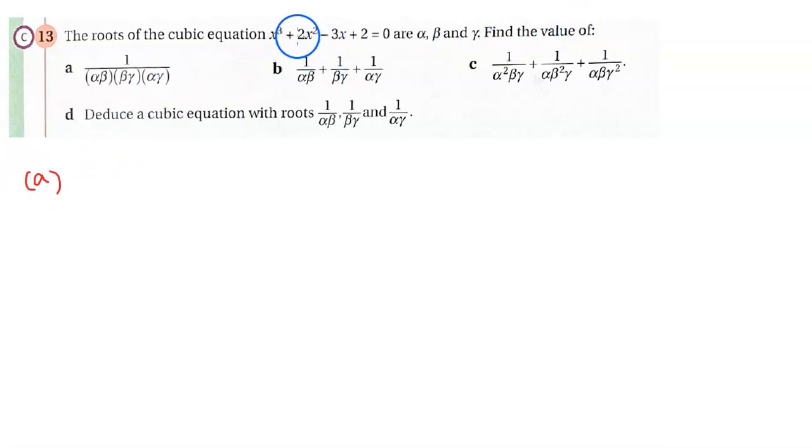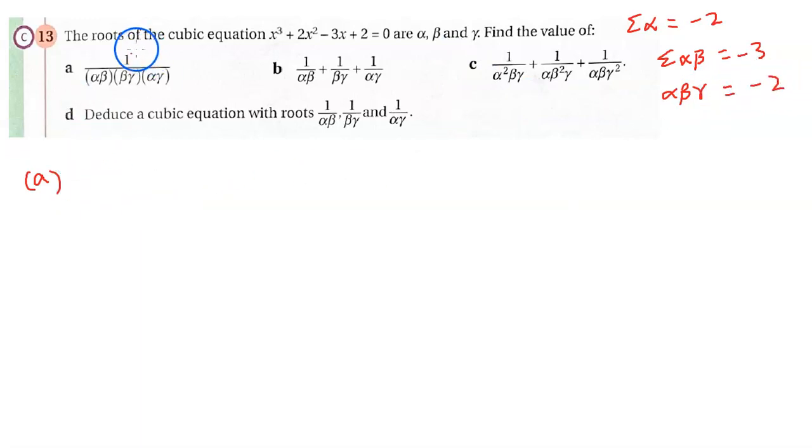Alright, first up, just a few things we can observe. We know that the sum of all of the roots is equal to negative 2 divided by 1, so negative 2. The sum of any product of two of the roots is equal to negative 3 divided by 1, so that would be negative 3. And then all three of the roots multiplied together are equal to negative 2 over 1, so negative 2.